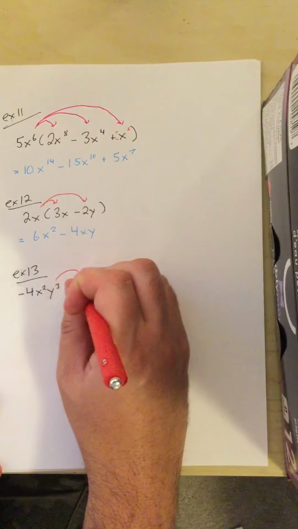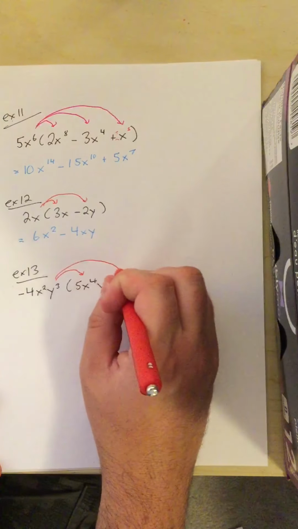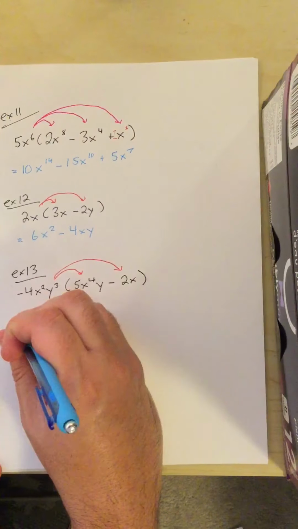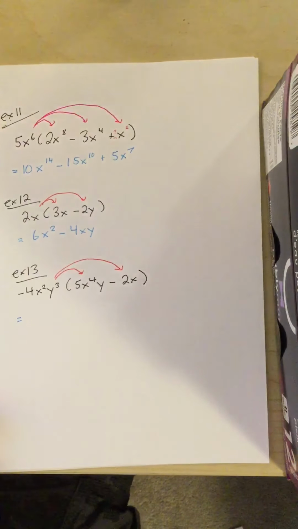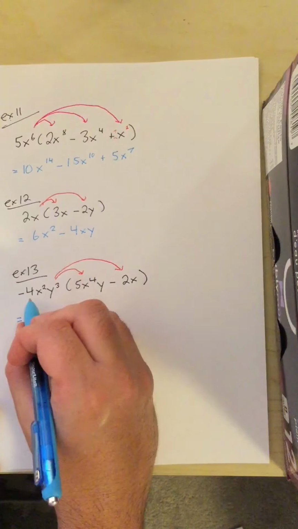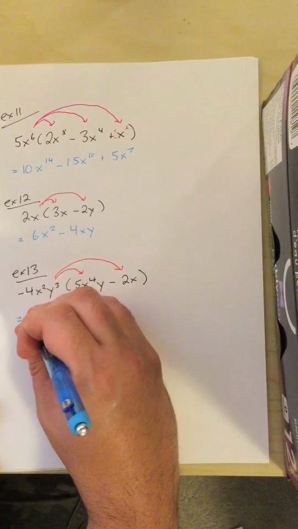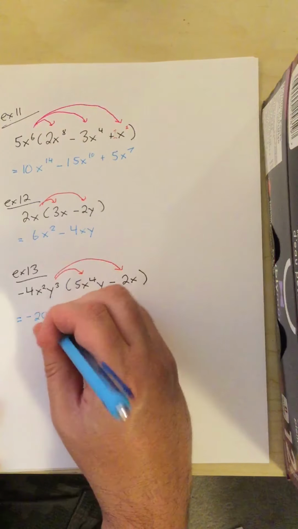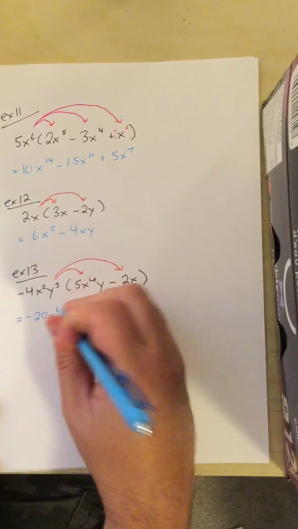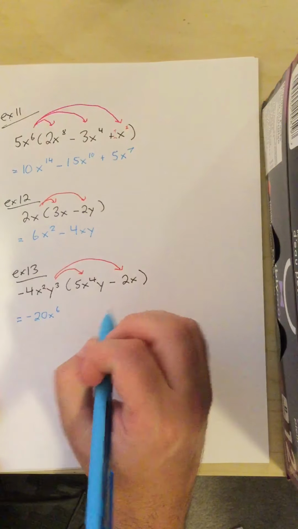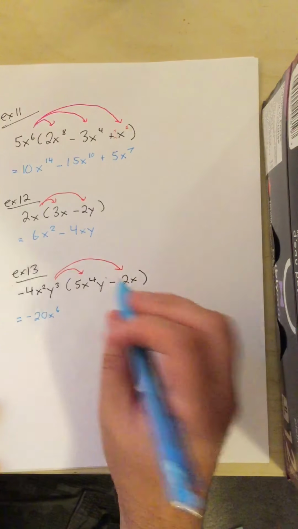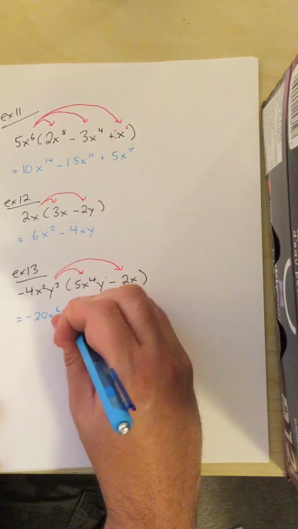And we're going to multiply these terms. We're going to multiply it like that. So once per term. And I'm going to go through this carefully because there's quite a bit going on here. Negative 4 times 5 is negative 20. Then we look at the x's. X squared times x to the 4 is x to the 6. 2 plus 4 is 6. Y to the 3 and y with invisible 1 over there is going to be y to the 4.